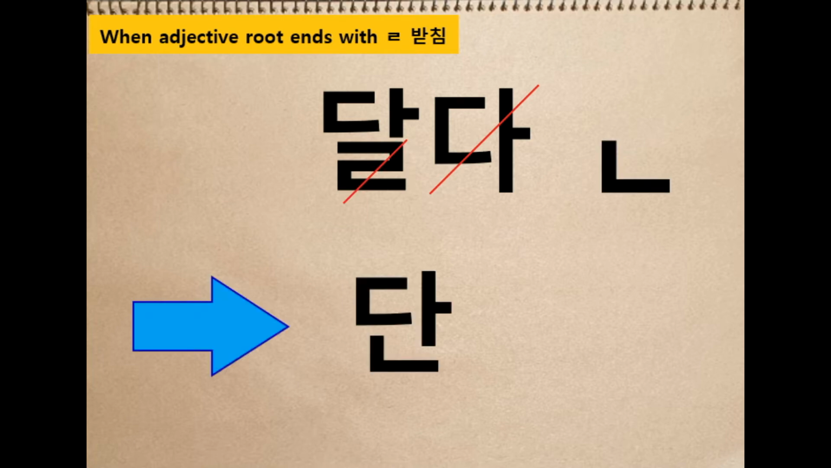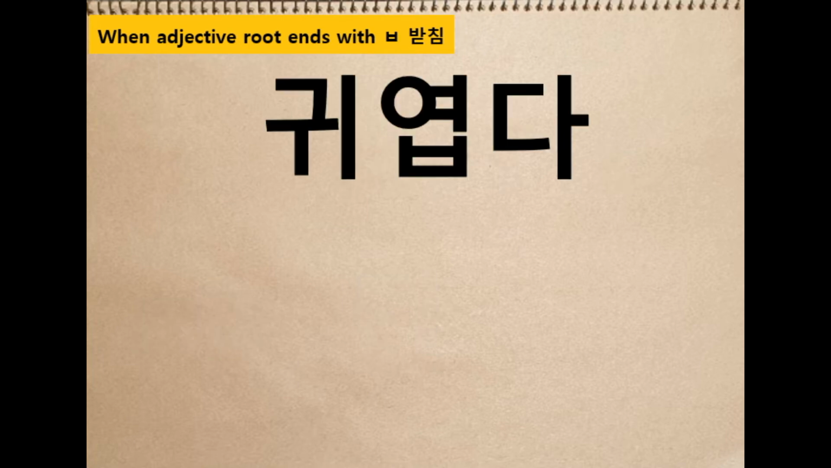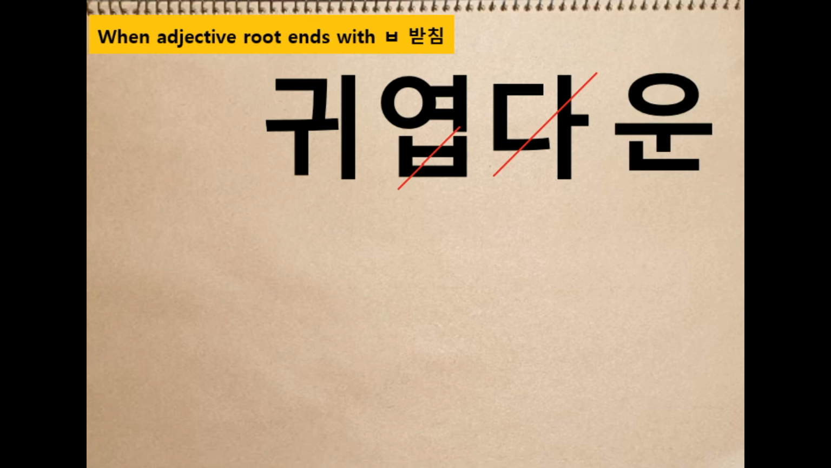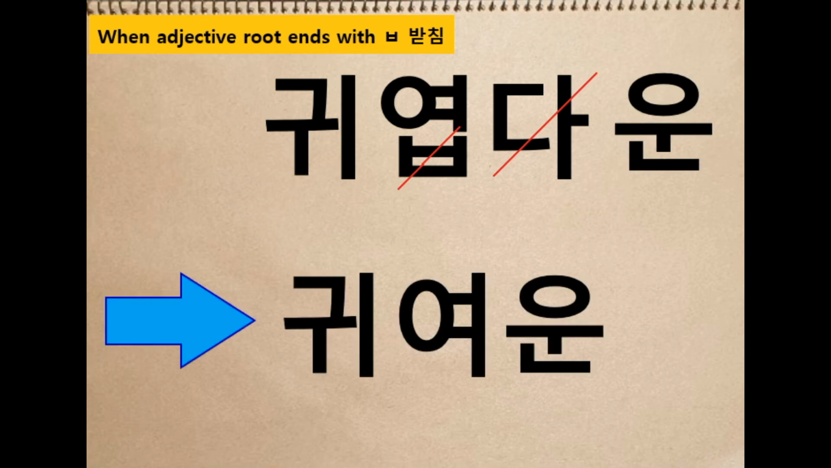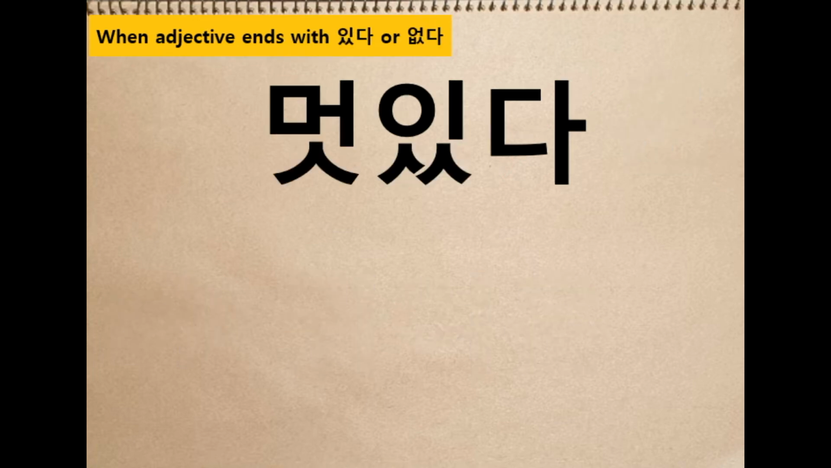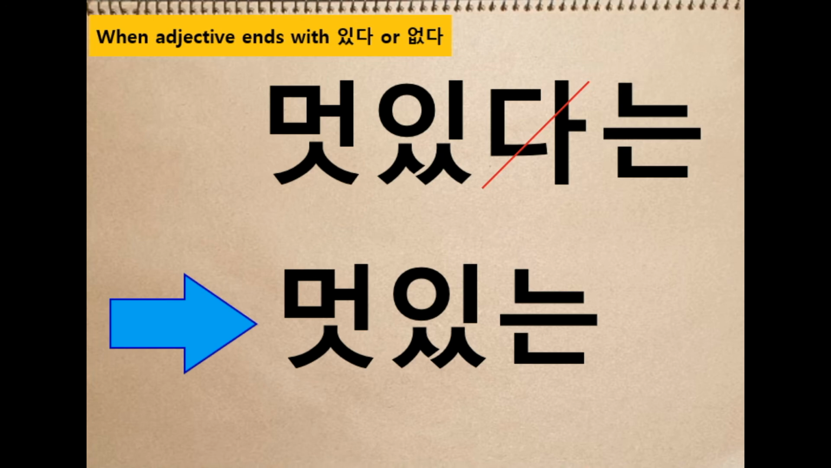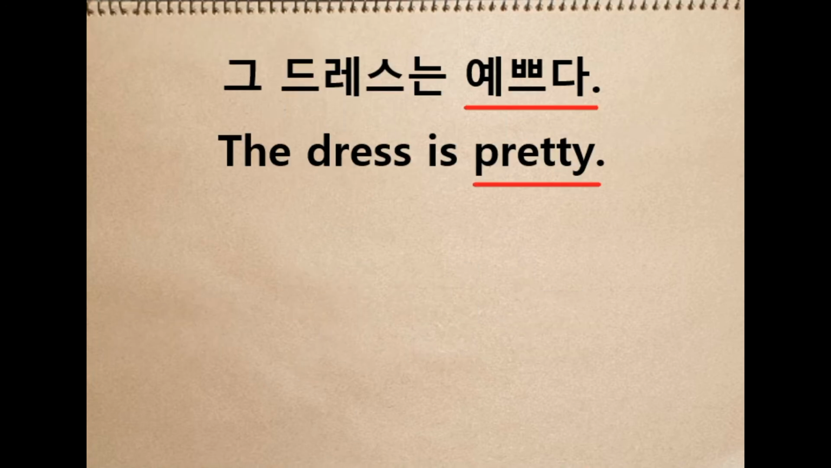단. When the root of an adjective ends with 비읍 받침, drop 다 and 비읍 and add 운. 귀여운. When an adjective ends with 있다 or 없다, drop 다 and add 는. 멋있는. 그 드레스는 예쁘다.